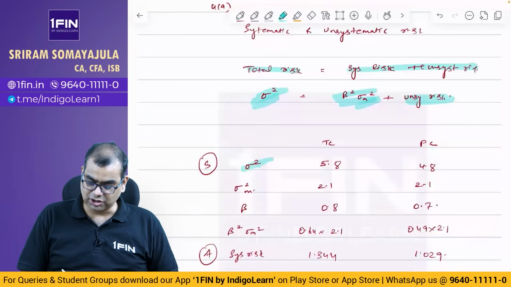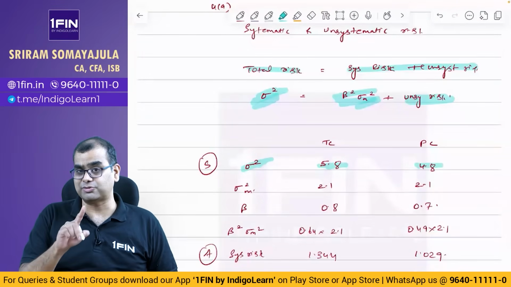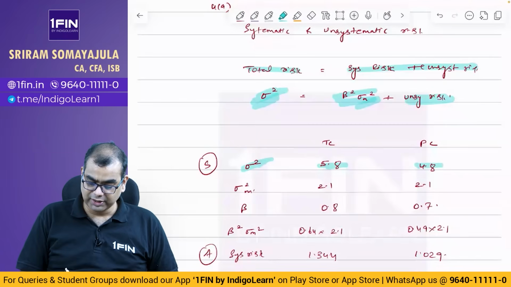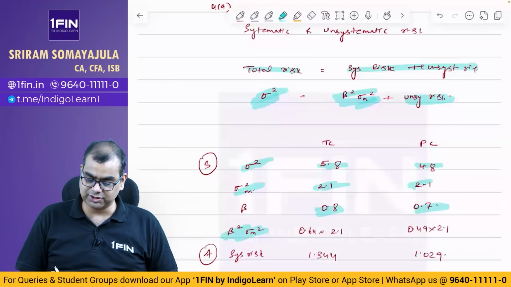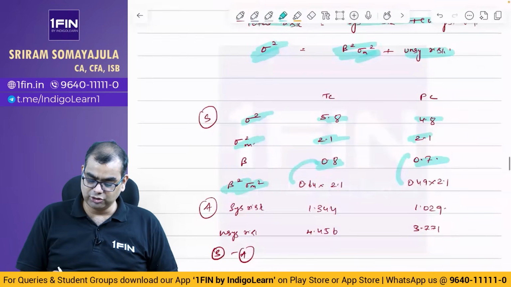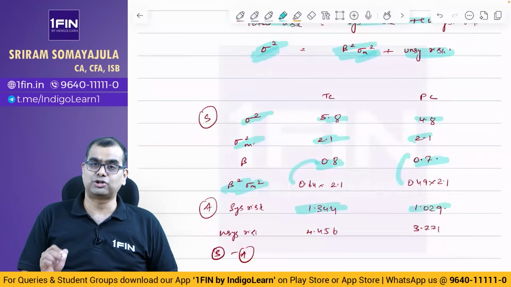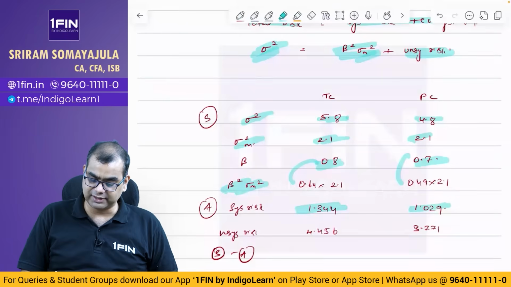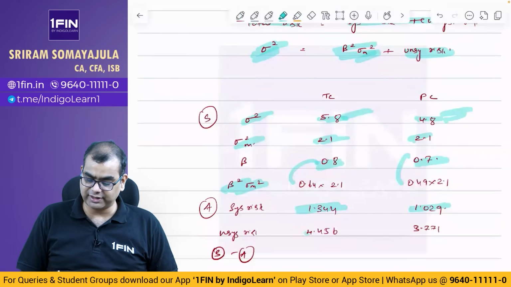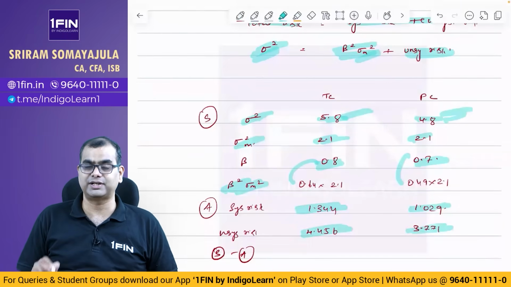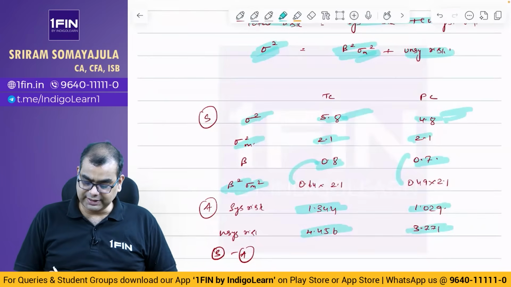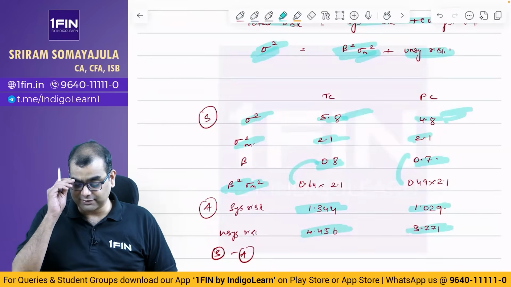So the stock variance is 5.8 and 4.8. Please note, this is not standard deviation, and your market variance is 2.1 and 2.1. You have betas of 0.8 and 0.7. You arrive at beta square into market variance, which is basically 0.8 whole square into 2.1 and 0.7 whole square into 2.1. You basically get systematic risk of 1.344, 1.029. That you subtract from total risk of each security, which is 5.8 and 4.8. You get unsystematic risk of 4.456 and 3.771.